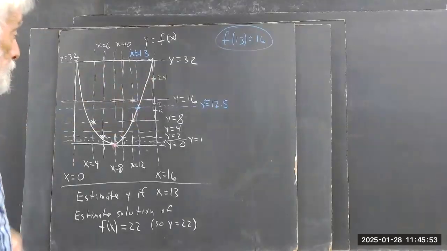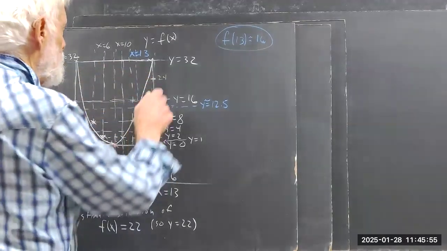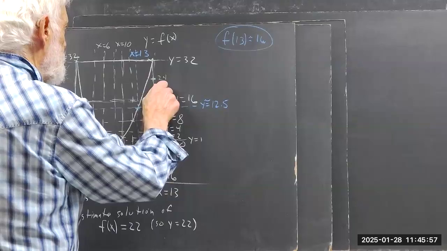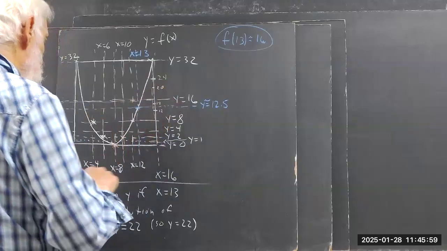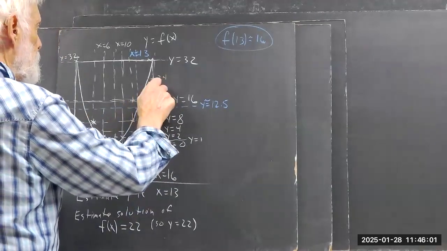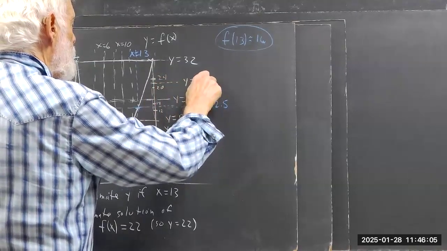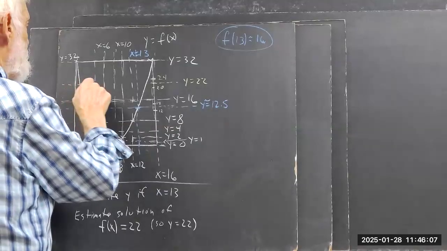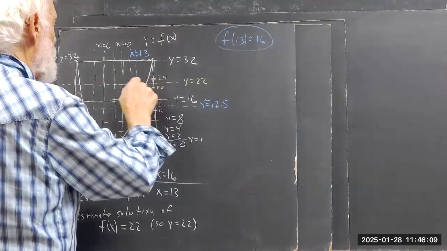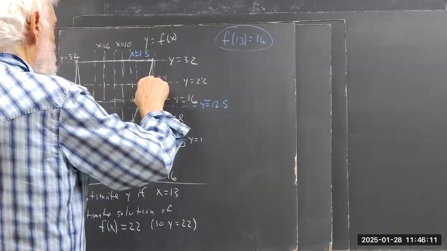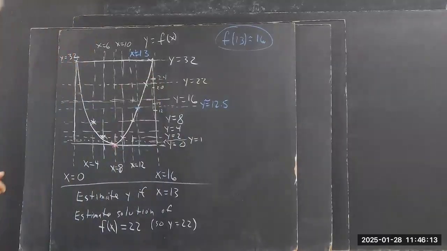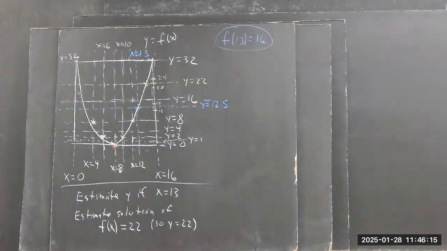Now we're trying to find 22. So let's see, halfway between 16 and 24 would be 20. So now we know where y equals 22. And I draw the whole horizontal line and I put a mark on the graph. Fair enough.